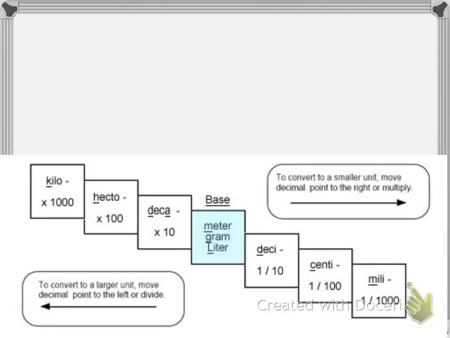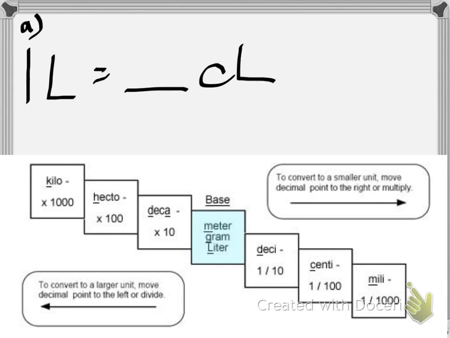Okay. Let's go ahead now and take a look at something on page 15. On page 15, let's just look at 39A. 39A has 1 liter. They do a capital L so it doesn't look like a 1. 1 liter equals so many centiliters. So we're starting with liters right here, that's our base unit, and we're going to centiliters. So we're going this direction.